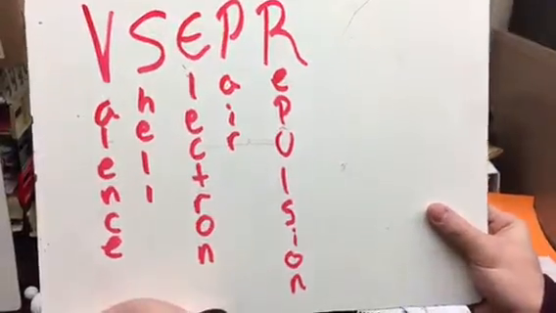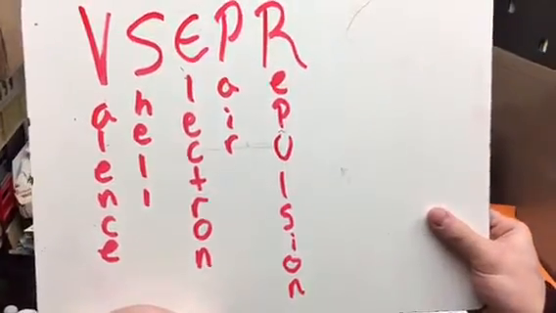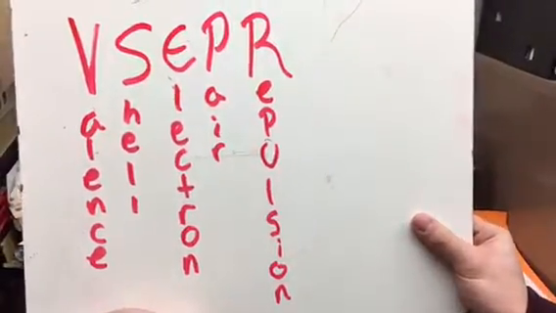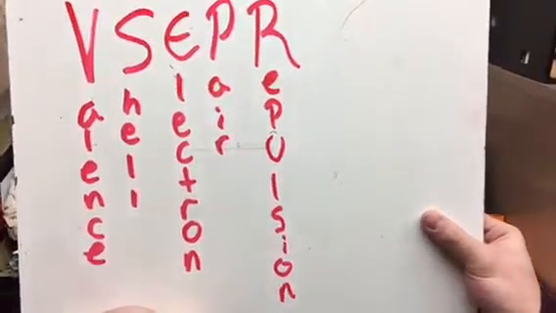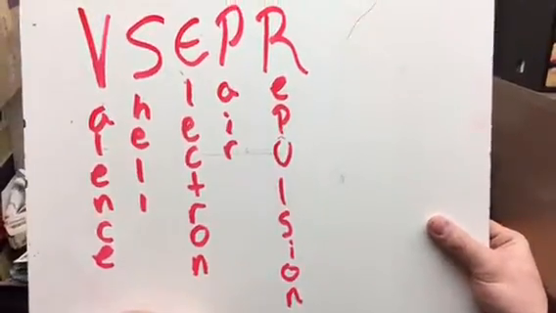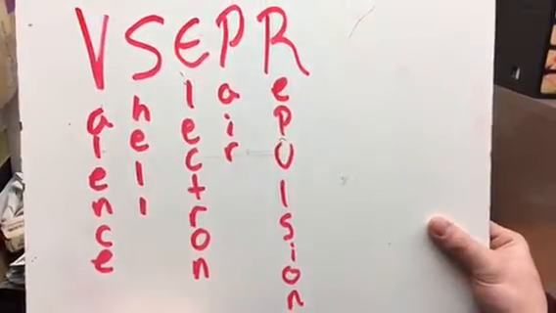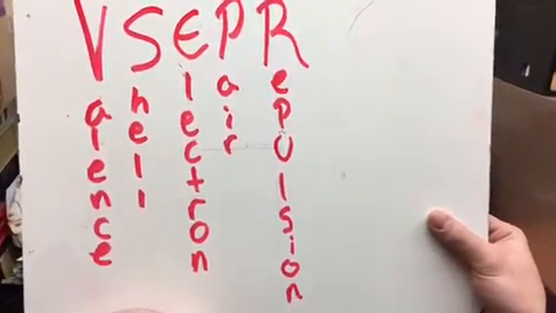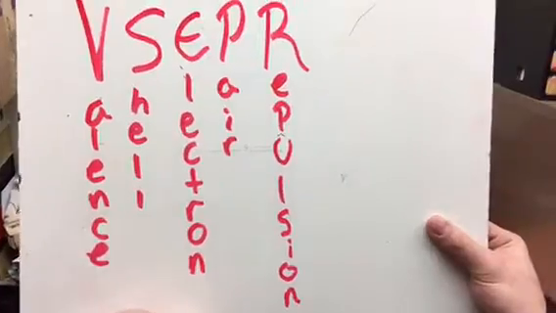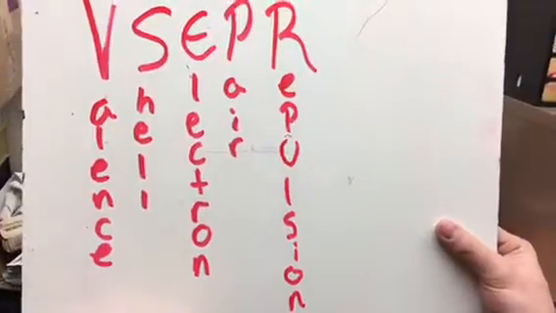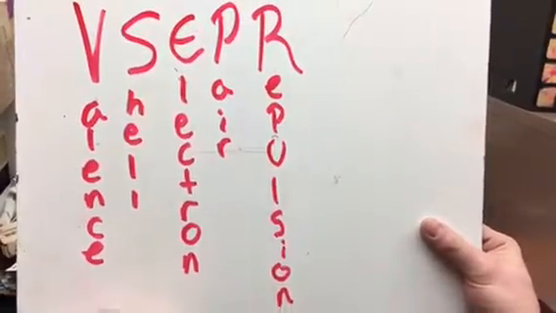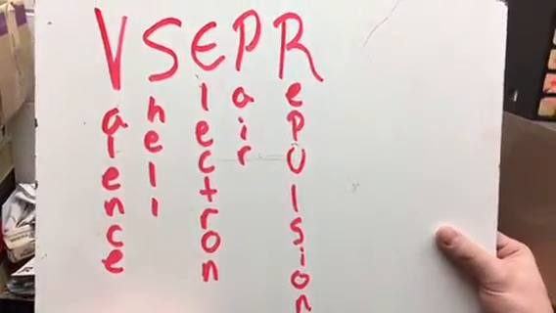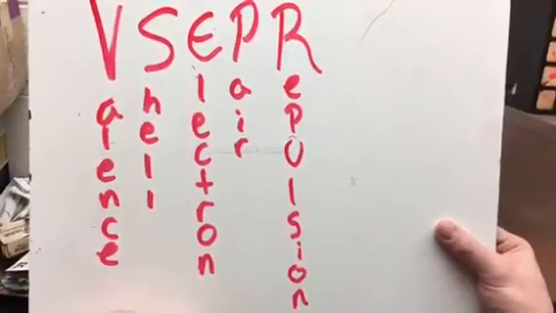Here's the VSEPR theory. It stands for valence shell electron pair repulsion, and that just means that electrons repel each other because of like charges. The bonded pairs repel less than lone pairs. Multiple bonds do not affect how strongly they repel. Single, double, and triple bonds repel the same amount. And it determines the shape name due to how far the electrons repel each other.